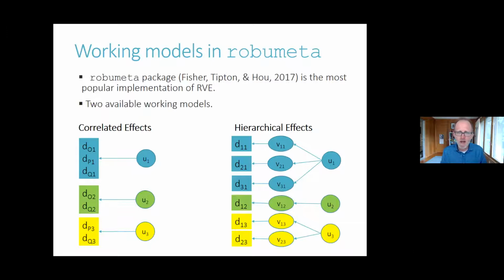The limitation of the hierarchical effects model is that it doesn't allow the effect size estimates from a given study to be correlated with each other. It treats them as independent in terms of their sampling errors. So neither is ideal, they're both constrained. And the guidance available in the literature was that you should just choose between these two models, pick whichever one fits the structure of your data best, even though neither of them will really fit perfectly.